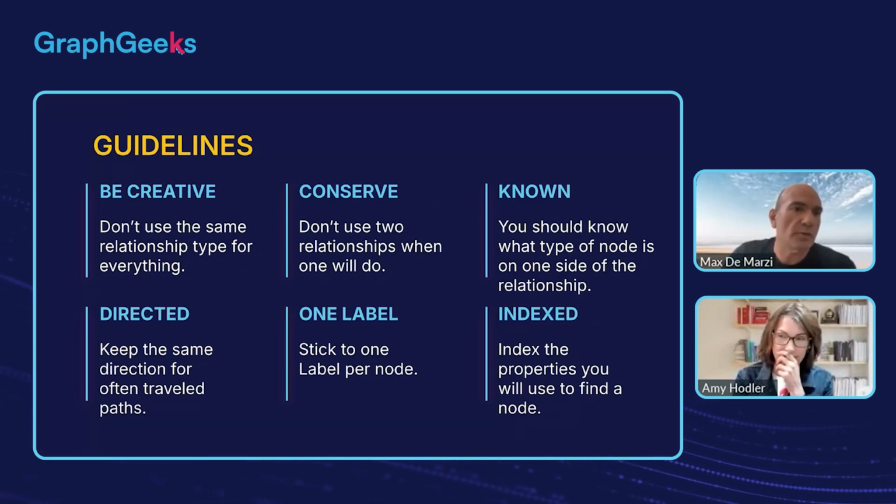Please don't use the same relationship type for everything. That's usually going to lead to a horrible model that is going to be terrible for performance. Conserve your relationships. Don't use two when one will do, right?